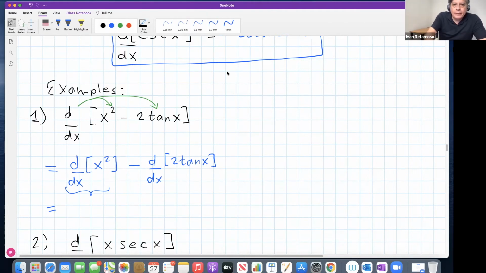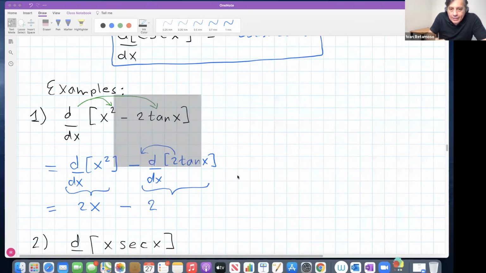Yeah. Using the power rule, Sarah, excellent, right? Twice x, right? Twice x. Very good, guys. And what should be the derivative of this part? Knowing that the number 2 comes out and the derivative of tangent, we just explained, right? We have that is secant squared, right?